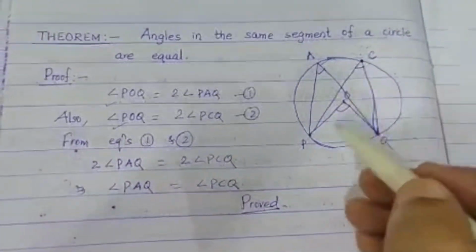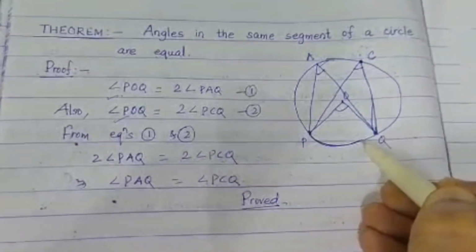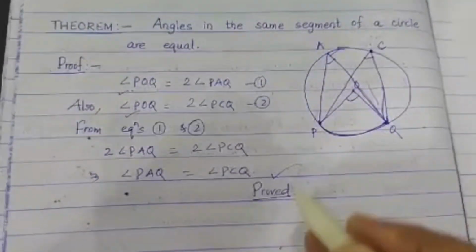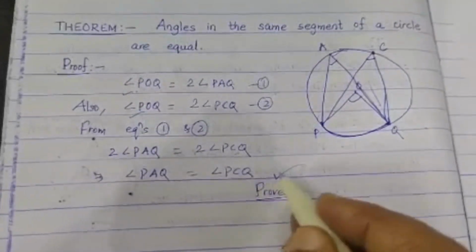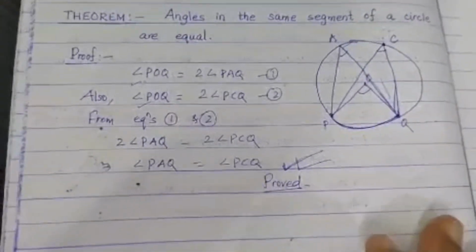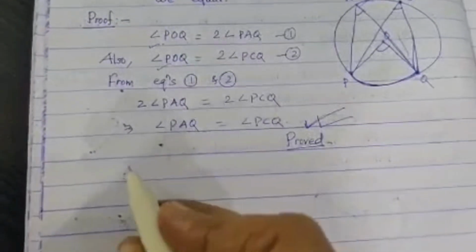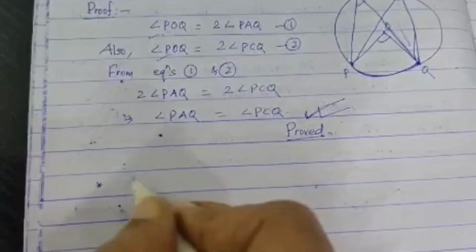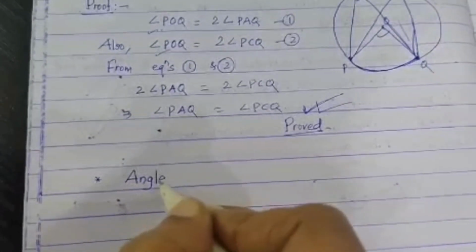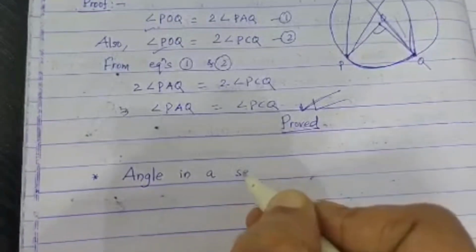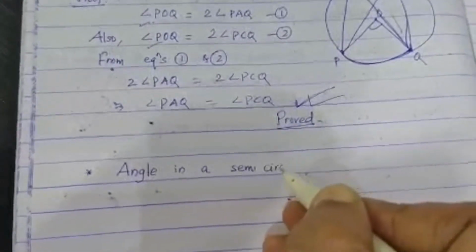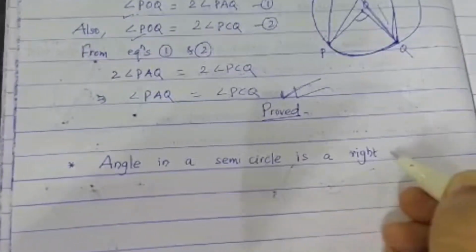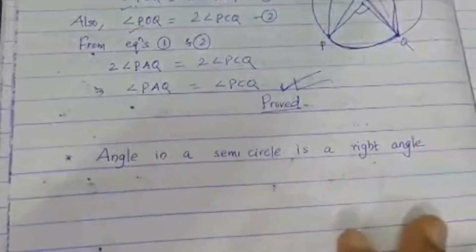Angles in the same segment of a circle are equal. Okay, this is the same segment and it is equal. These two angles are equal. So this is also one of the important theorems. Angle PAQ equal to angle PCQ. Now one more property we can derive, that angle in a semicircle is a right angle. Let us write it and we will prove it also. Angle in a semicircle is a right angle. We can see its proof also.